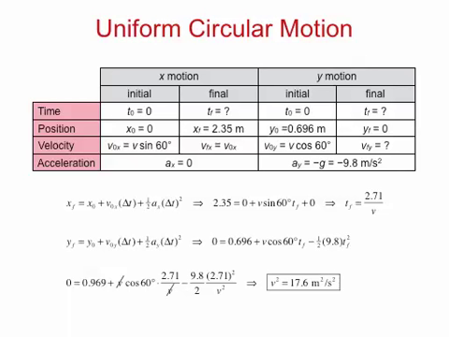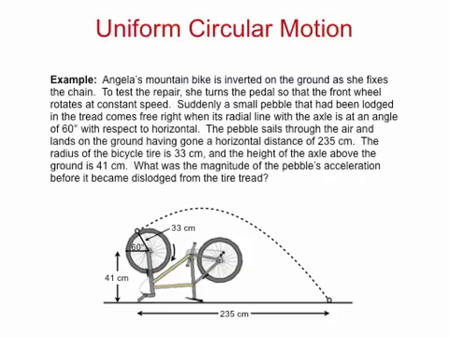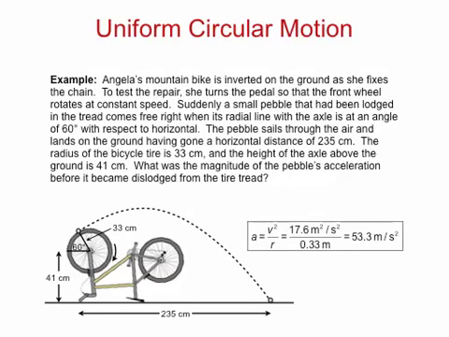We can now take the square root to get v, but there's really no need to do that since v squared is what appears in the expression for the radial acceleration. We're now ready to answer the question posed in the problem. What was the magnitude of the pebble's acceleration before it became dislodged from the tire tread? Well, that's just v squared over r, which equals 17.6 meters squared per second squared divided by 0.33 meters, or 53.3 meters per second squared.